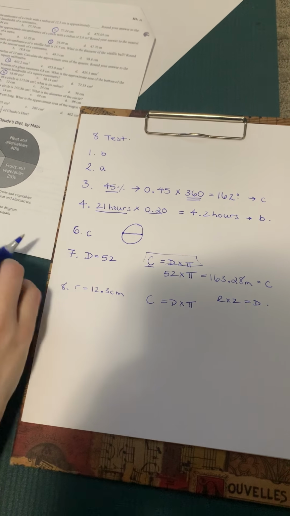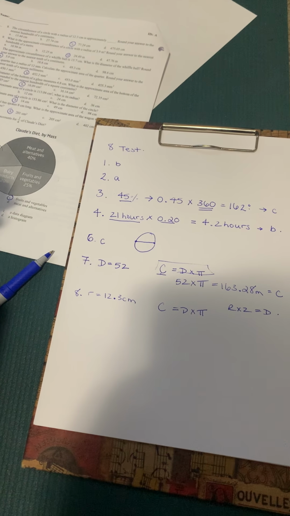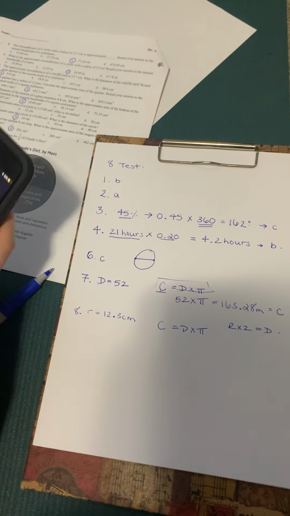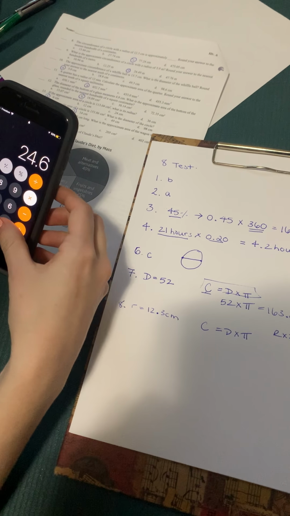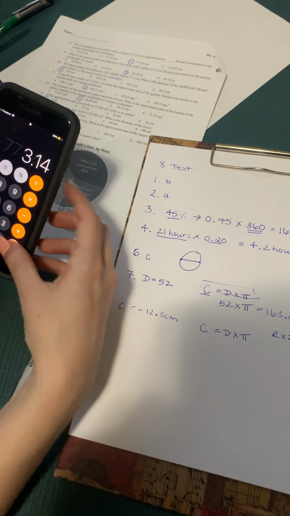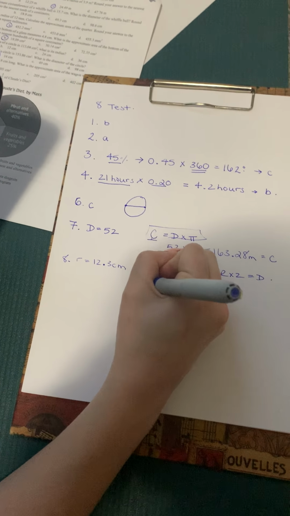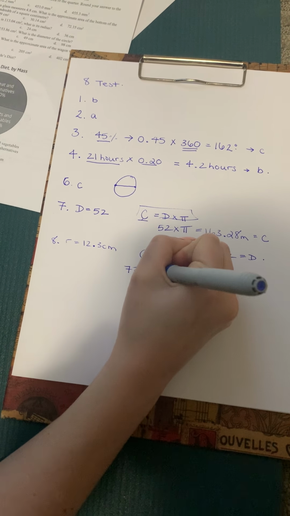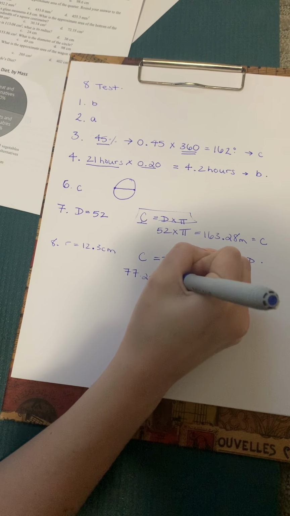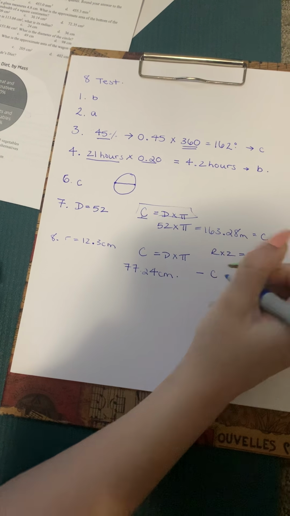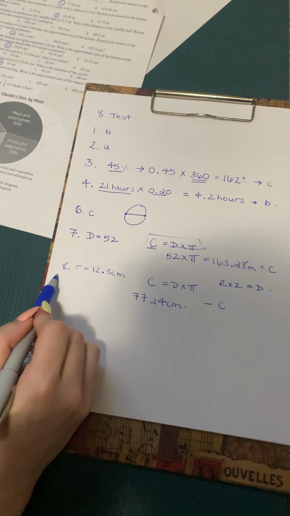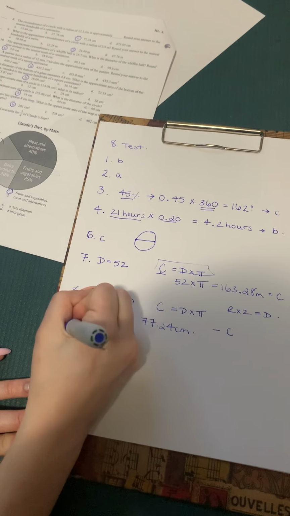So I'm going to get my calculator. I'm going to times that radius by 2. 12.3 times 2 tells you what the diameter is, which I'm now going to times by pi to find out that my circumference is 77.24 centimeters, which is the same as answer C. So my answer for 8 is C.